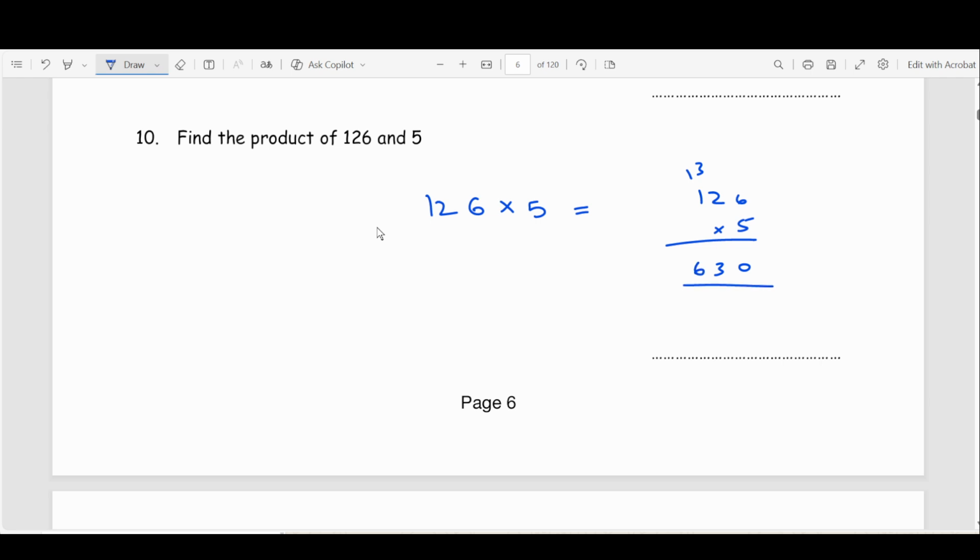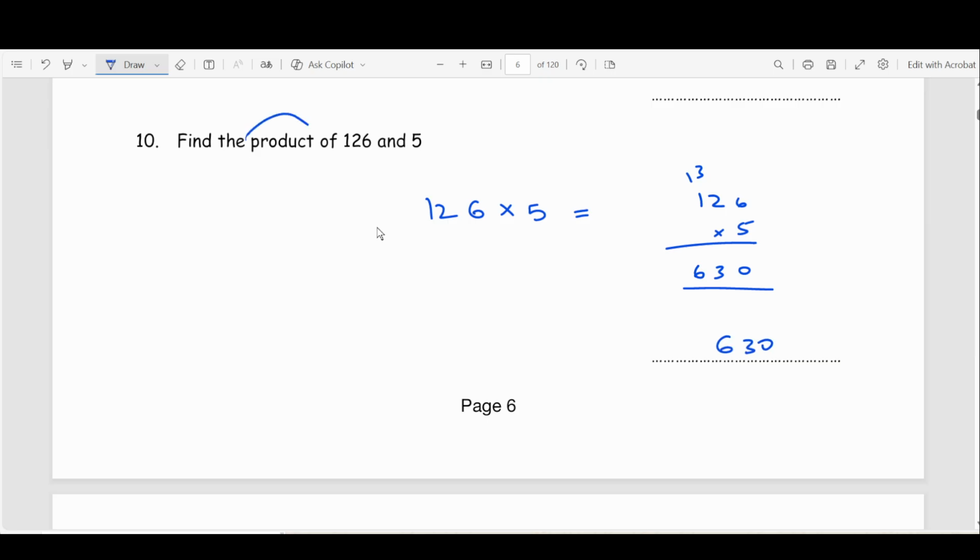630, exactly. So the answer is 630. So here the main key thing to learn is that product means multiplication.